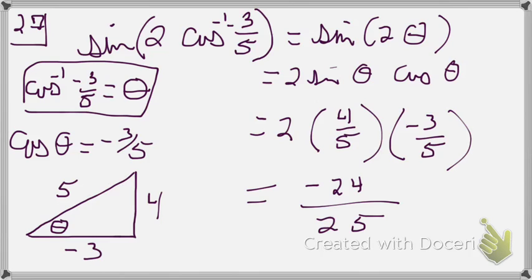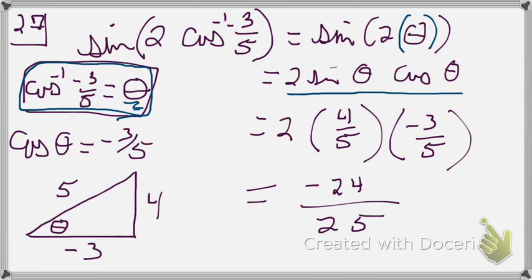Now, the next one is number 27, and that's the sine of 2 times the inverse cosine of negative 3/5. Now what I did was I said that the inverse cosine of negative 3/5 was equal to some angle theta. So then that gave me the sine of 2 theta, which is this. I can then use the double angle formula, 2 sine theta cosine theta. Again, that's on that sheet.